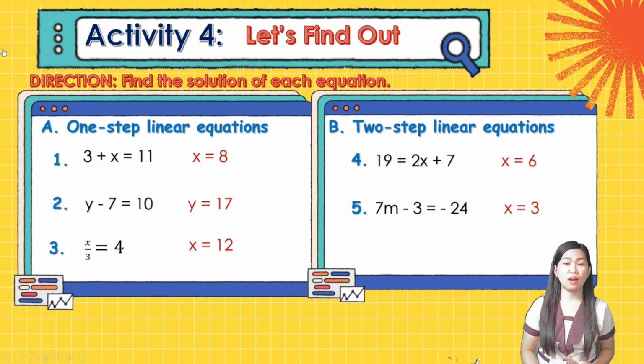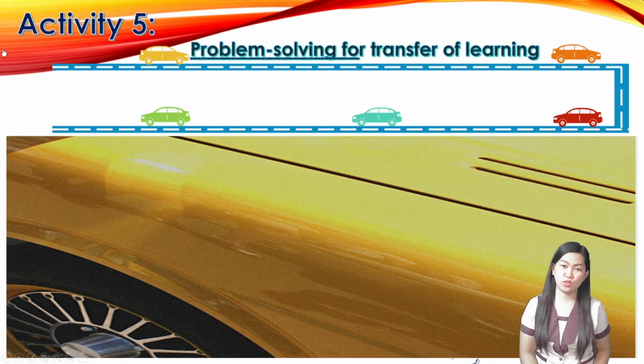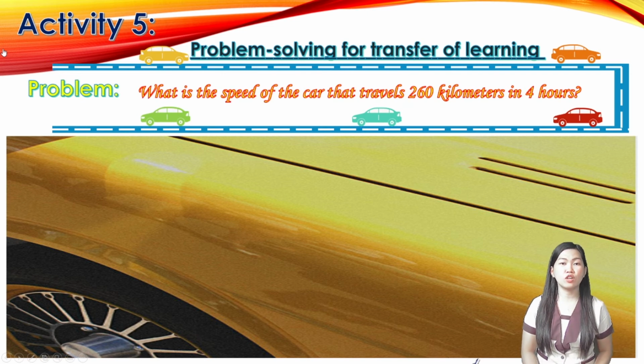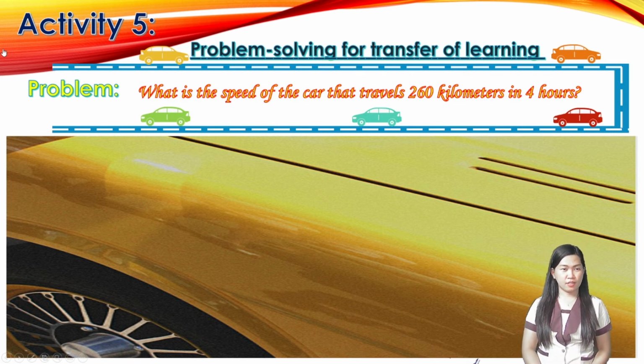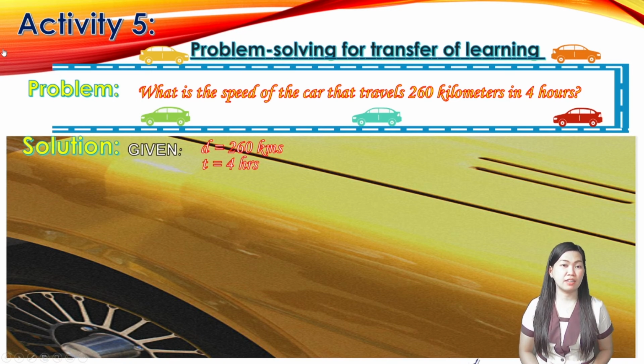Since we already know how to solve linear equations in one variable, let us now apply those learnings in real-life situations. So we have activity number 5, problem solving for transfer of learning. The given problem is, what is the speed of the car that travels 260 kilometers in 4 hours? So the solution, given, we have D is equal to 260 kilometers. T is equal to 4 hours.